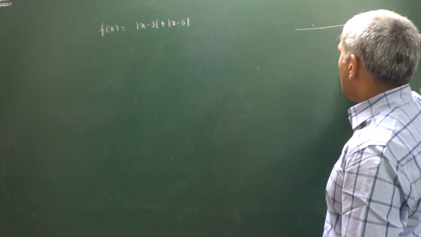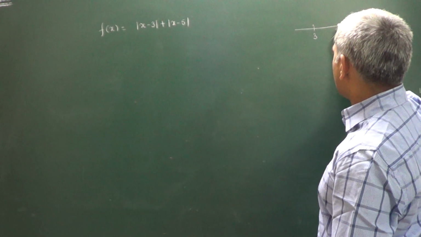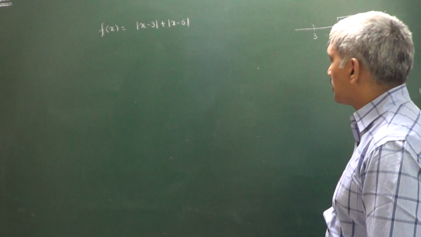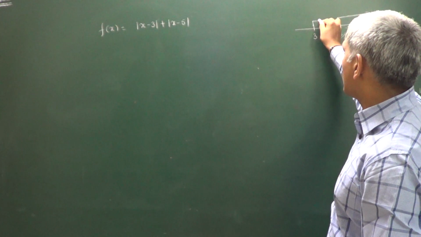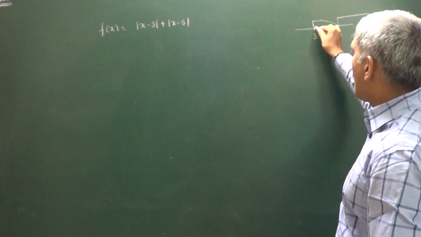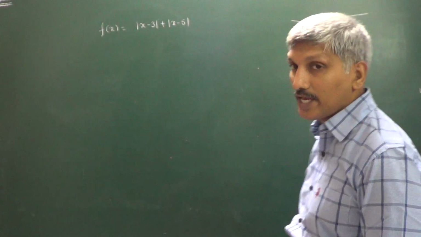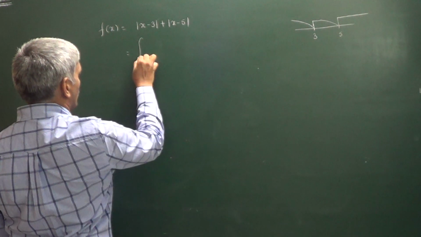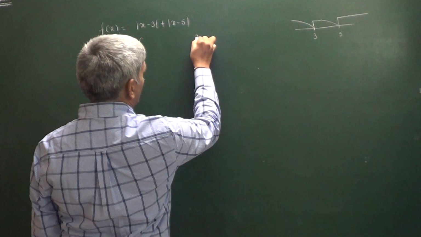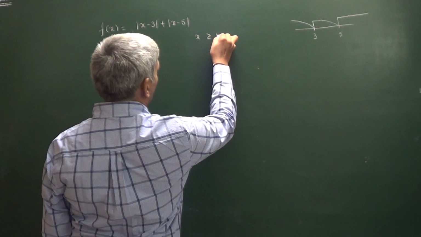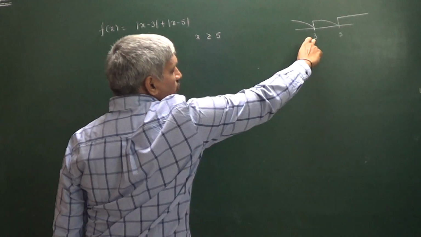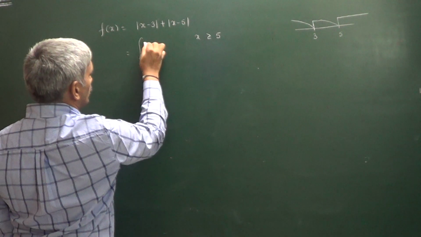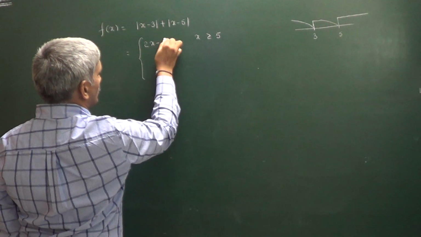Okay, observe here. So this is 3 and this is 5. We will discuss in different cases: when x value is greater than or equal to 5, when x value is greater than or equal to 3 but less than 5, and finally when x values are less than 3. These are the different cases we are discussing about this particular function. The first case is when x values are greater than or equal to 5. More than 5 means obviously more than 3 also. The function is positive, here also positive. We are getting 2x minus 8.